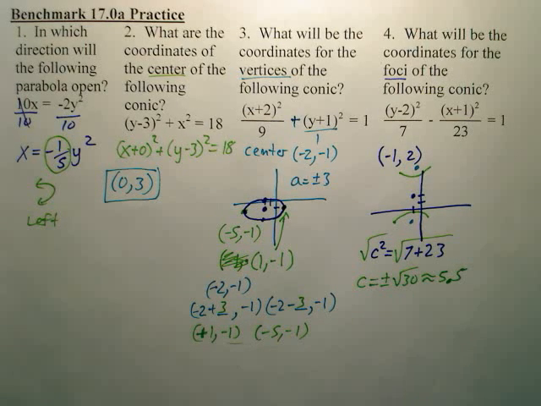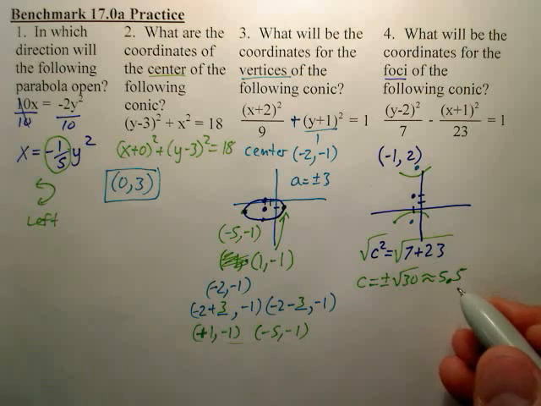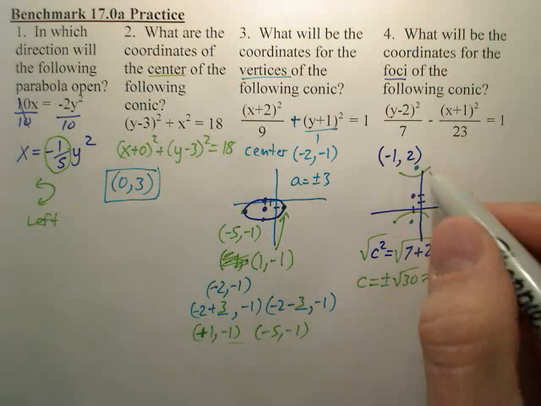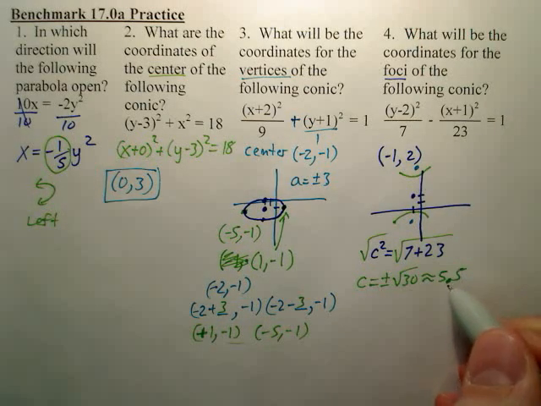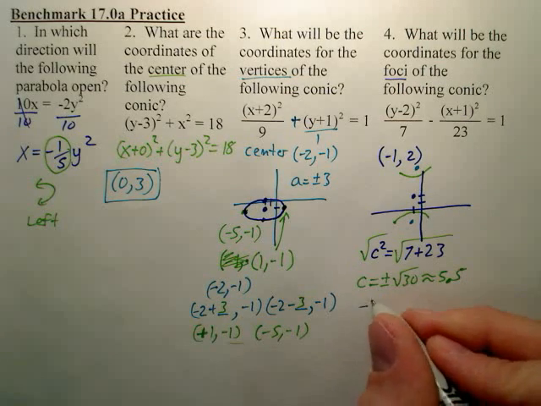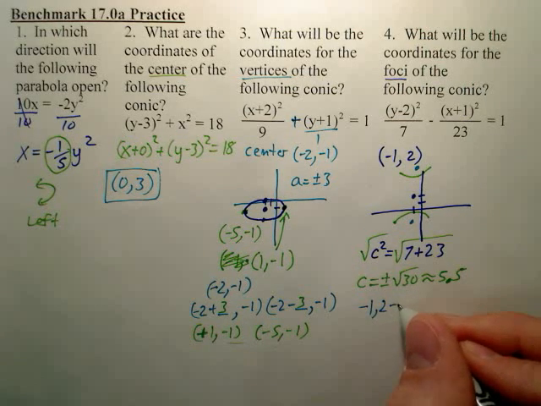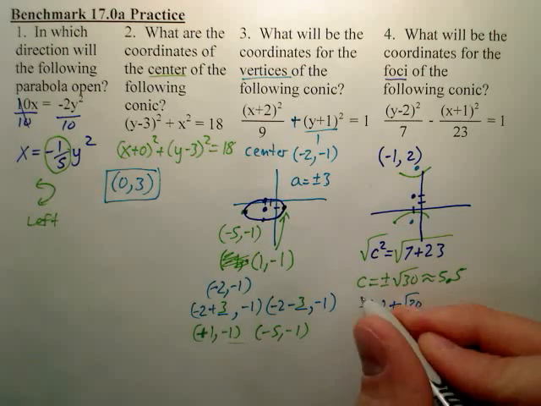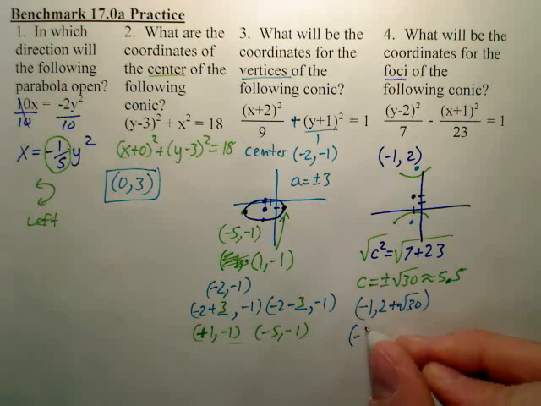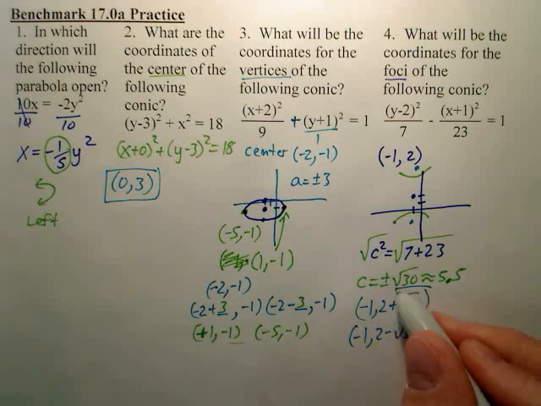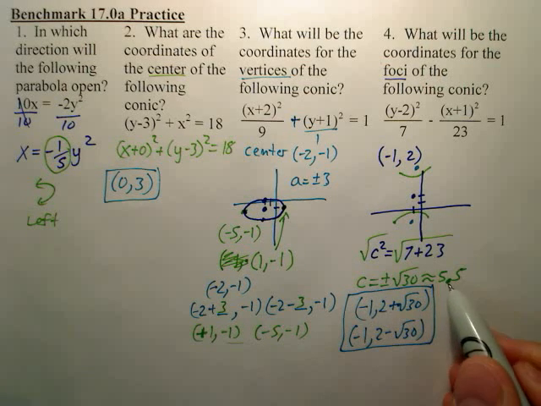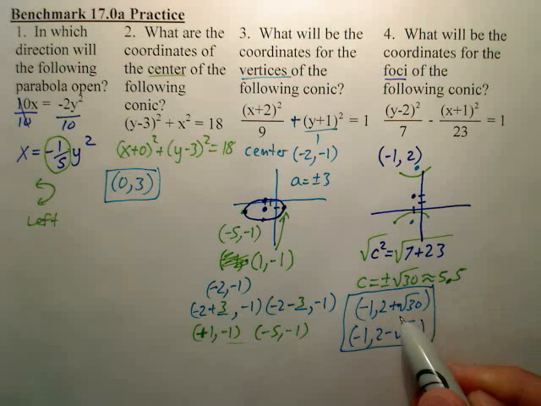Now, from there, if I want my values of my foci, that's the center. As you can tell, these two blue dots are going up and down. So this is going to be added to the y value. So if I take negative 1, 2 plus the square root of 30, that's one coordinate. And the other one would be negative 1, 2 minus the square root of 30. Those would be your two foci. If you want them as decimals, you just add 2 plus 5.5. This would be about 7.5. And this would be 2 minus 5.5, so this would be about negative 3.5.